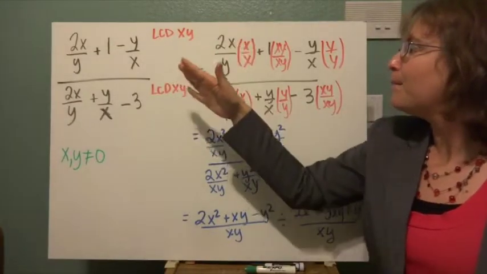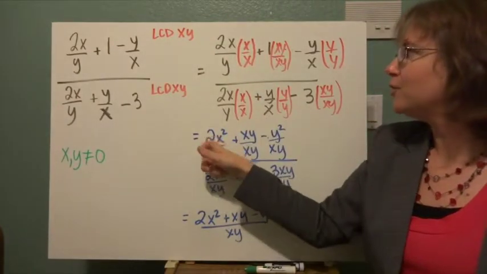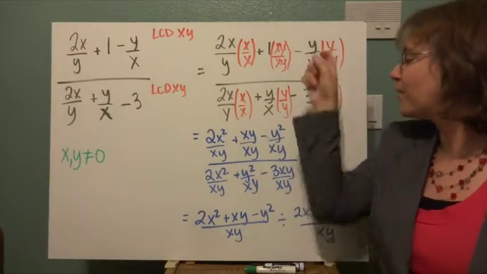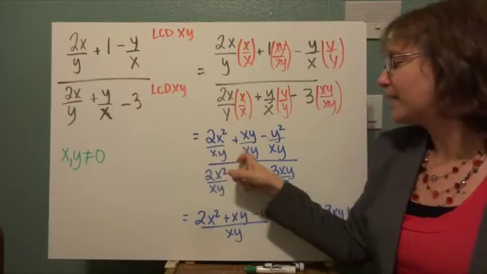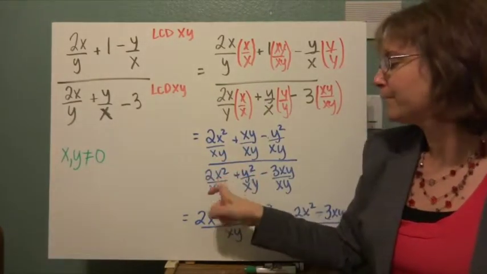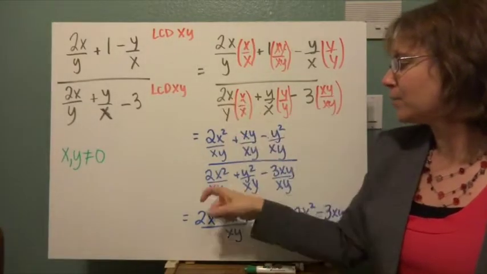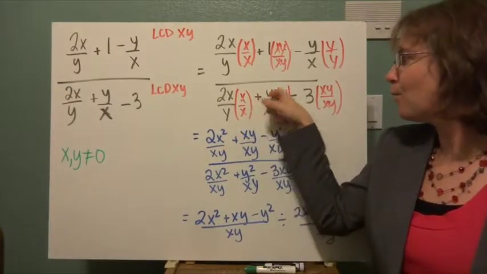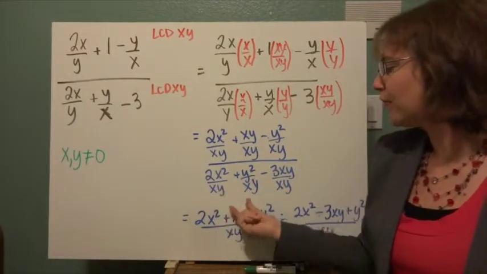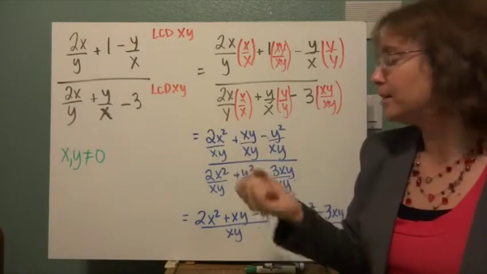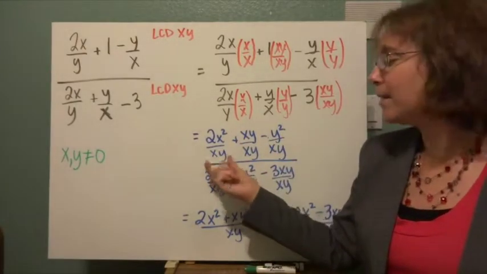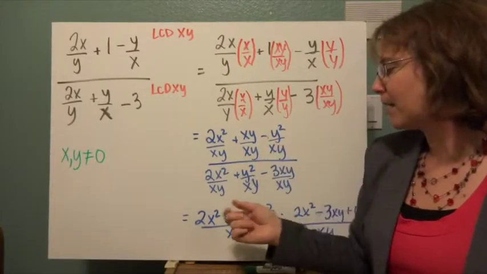Okay, so now multiplying out, I have 2x squared plus xy minus y squared, and that's over xy. Each one of those has the same denominator, just rewriting it with the x first. And that's over 2x squared plus y squared minus 3xy, and those each are under xy. That's what we were trying to do, is get that common denominator. Now we can combine them all over that same denominator, since we have the same common denominator.